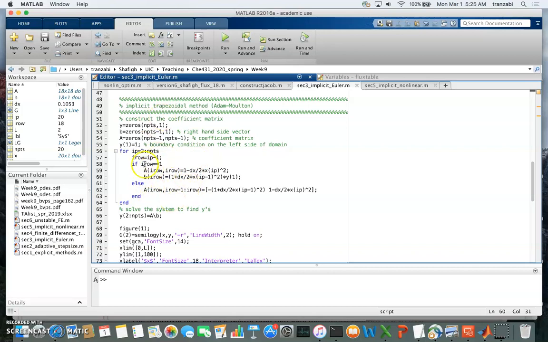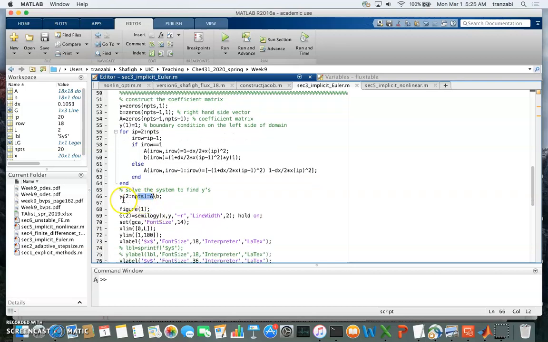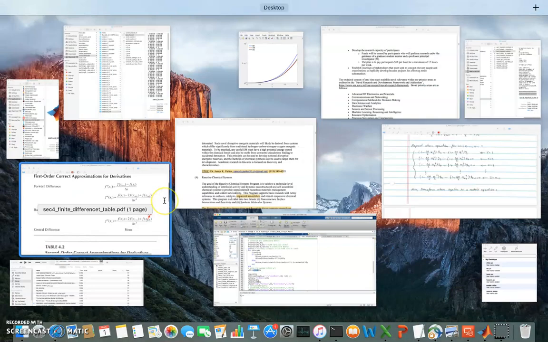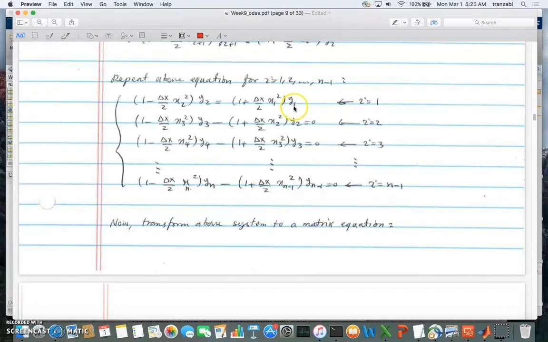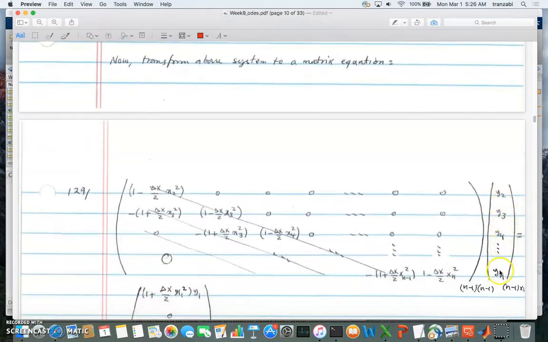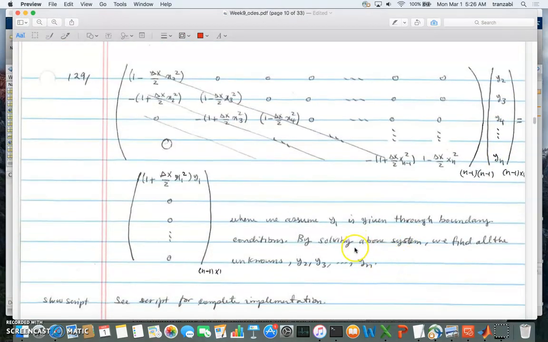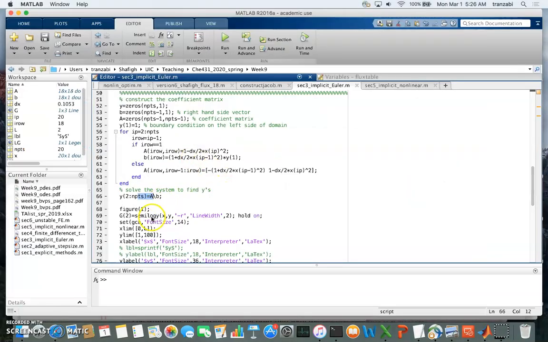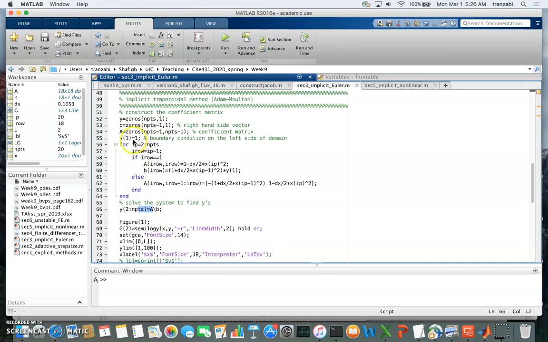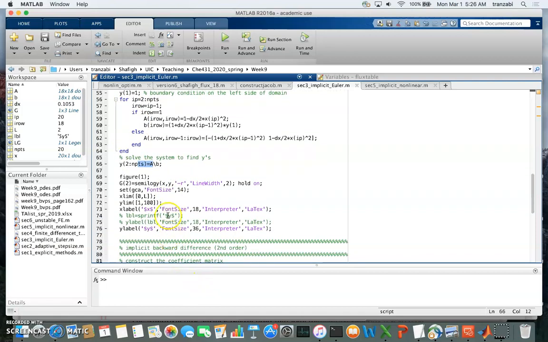Right, so this actually assembles the A matrix and then the B vector. Then we do the backslash operator, we solve for y. And note that this y starts from y2 because we only know y1 as the boundary condition. We don't know the rest of it. So we solve for y2 to yn. After we solve for y2 to yn, we already set y1, which is the boundary condition. So now we can go ahead and plot the figure.